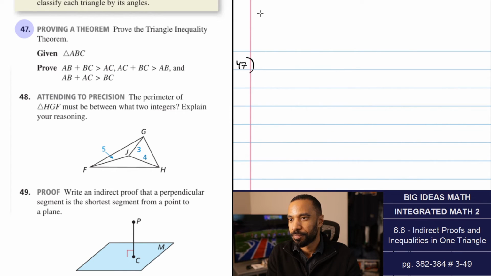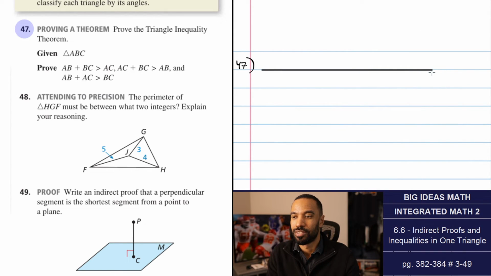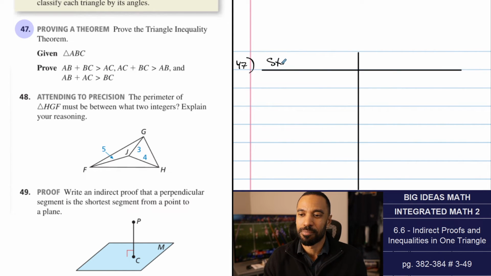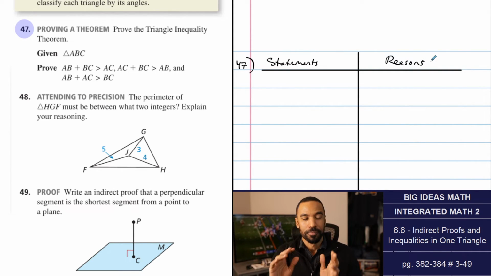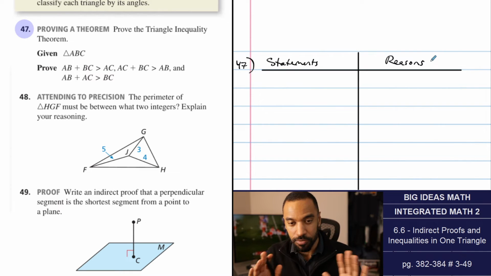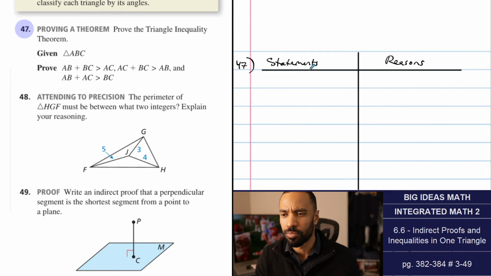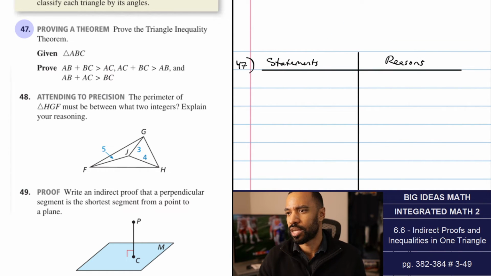I don't know how to prove it. Let's try it. Here we go. It just says given triangle ABC, literally. Statements, reasons. Now, I believe I'm allowed to use, if it serves any purpose, the largest angle theorem and longest side theorem, things like that.